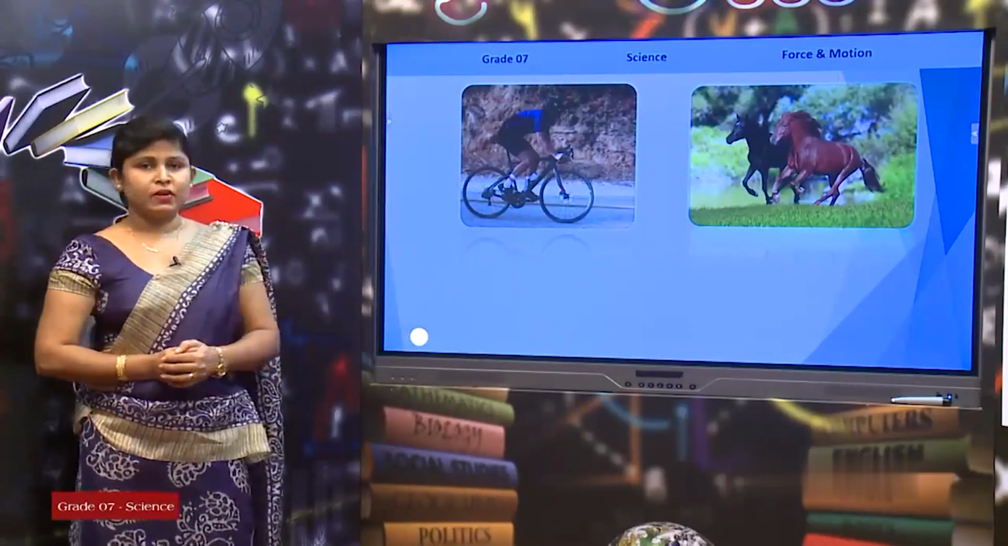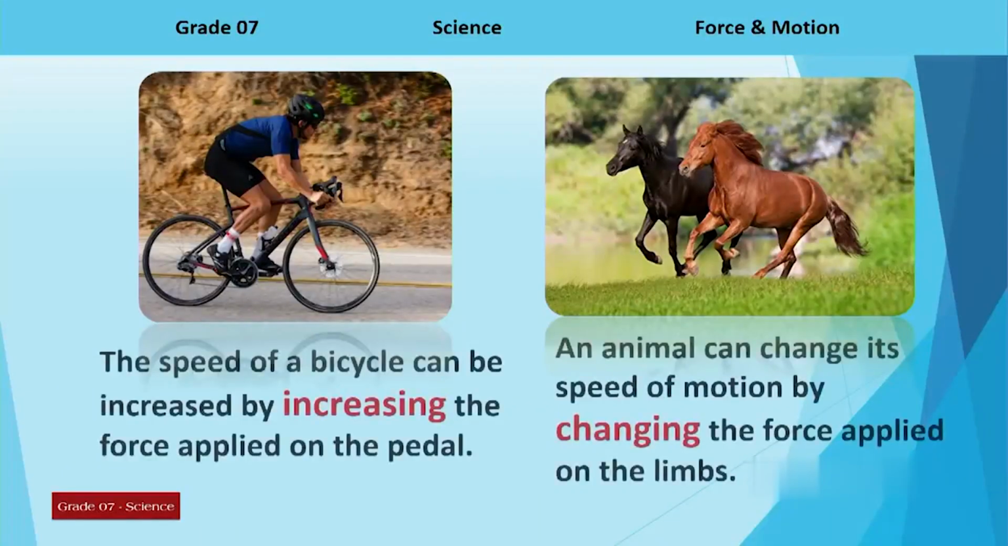Look at the pictures given on the screen. The speed of a bicycle can be increased by increasing the force applied on the pedal. In the second picture, you can see the animals are running fast. The animal can change its speed of motion by changing the force applied onto its legs, right? The animal can change the speed by changing the force applied onto its limbs.